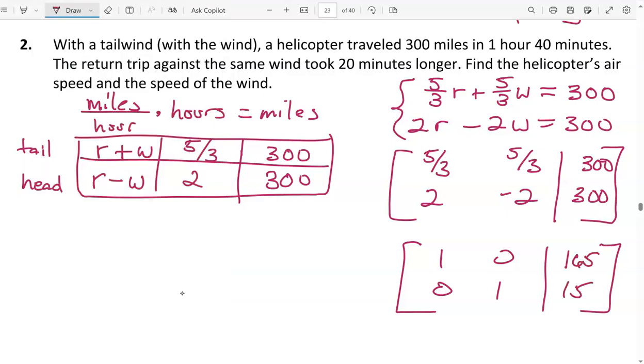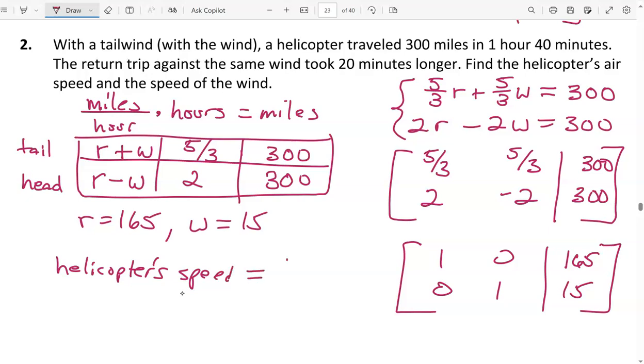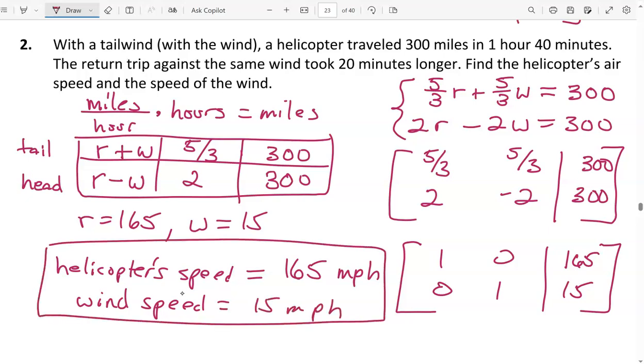And 165 is the value of the first variable r. So r is 165, and w is 15. W is our wind speed. So the helicopter's airspeed, or the helicopter speed, if you want to think of it that way, is 165 miles per hour. And then the wind speed is 15 miles per hour. And I'm going to box my answer in.